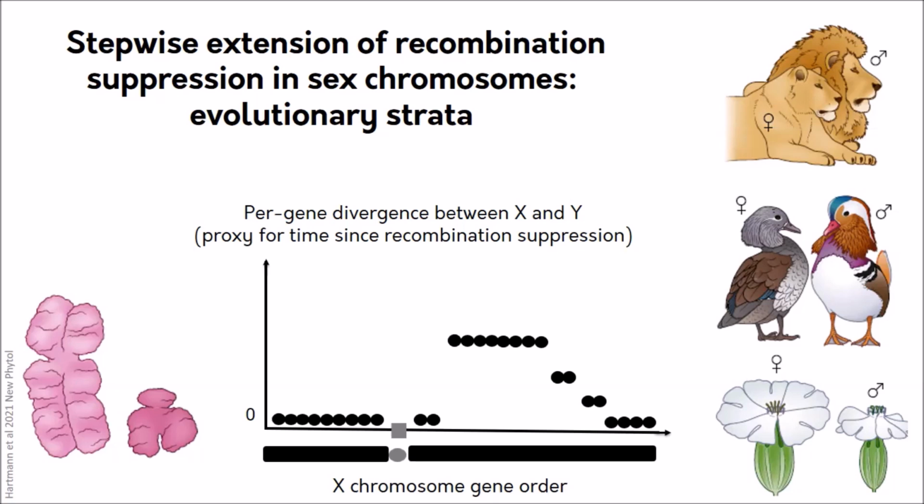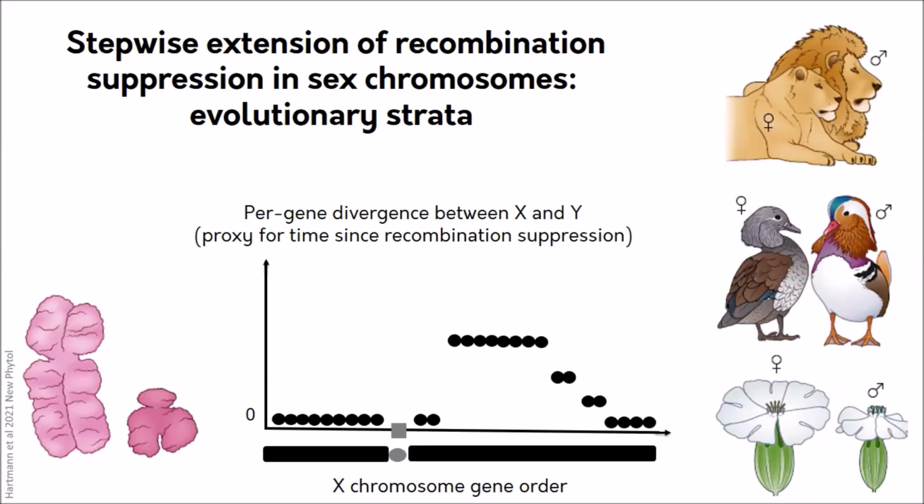And how do we know that? We know that for sure when we plot the differentiation gene per gene between the X and the Y chromosome, for instance. This is a proxy for time since recombination suppression, because as soon as recombination is suppressed, the two alleles accumulate different mutations and they will become more and more differentiated with time. So if we plot the divergence between the X and the Y allele, we have a proxy for the time since recombination suppression.